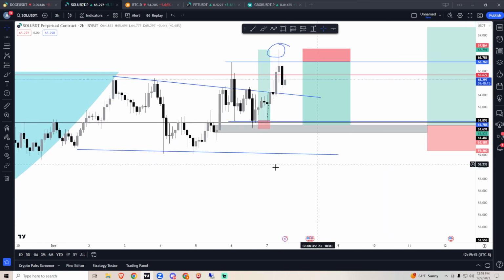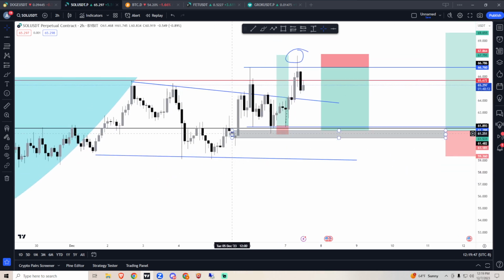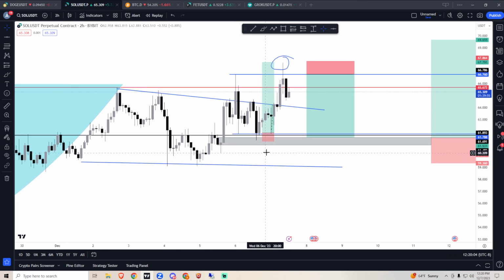Now, a bullish order block is the last red candle before a move up, okay? This was an order block. This was an order block. We went up, came back. Look, we bounced right from that order block, right? Last red candle, moved up, came back, bounced right from the order block, right?